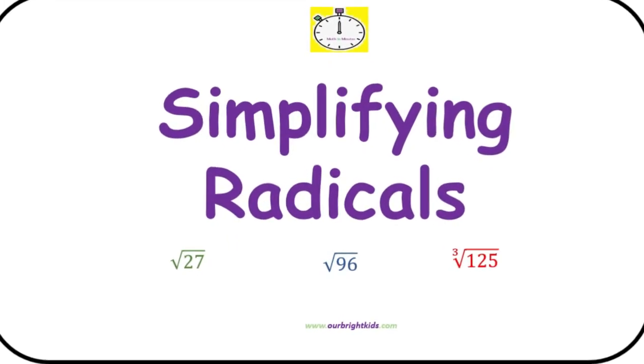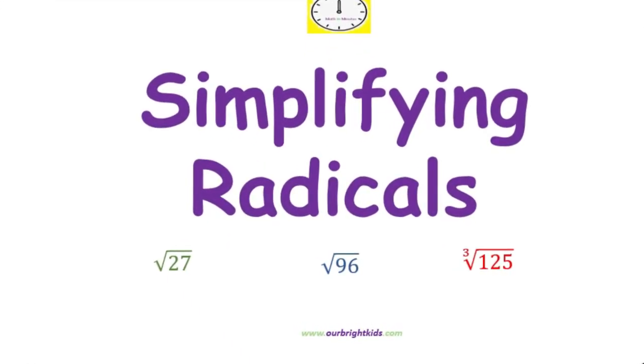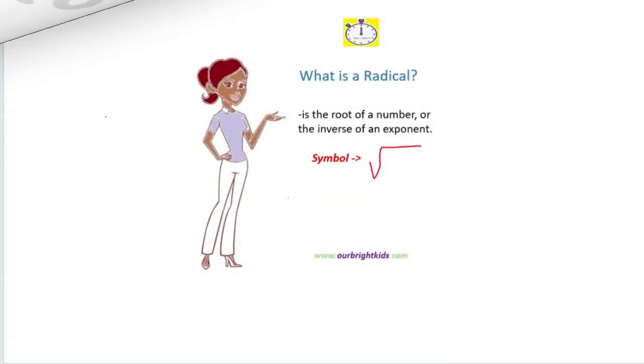This Math in Minute video is on simplifying radicals. So what is a radical? It is the root of a number or the inverse of an exponent. And as you can see here, this is the symbol that represents a radical.